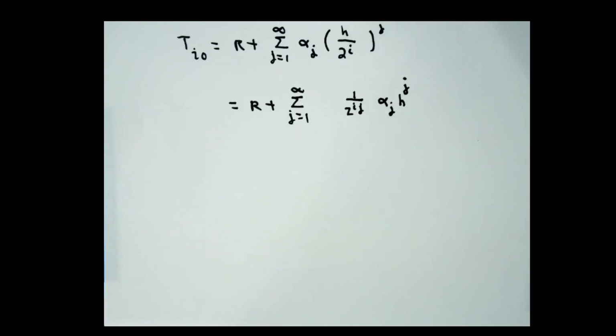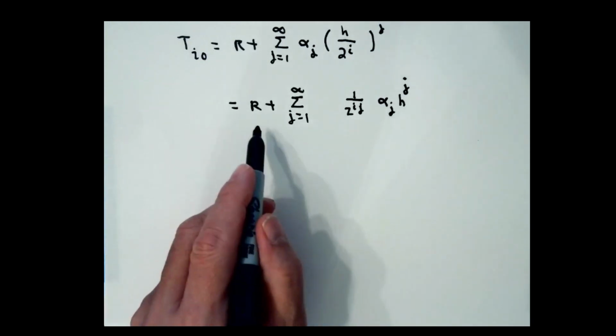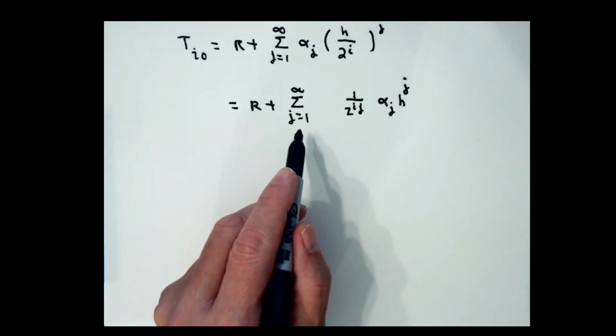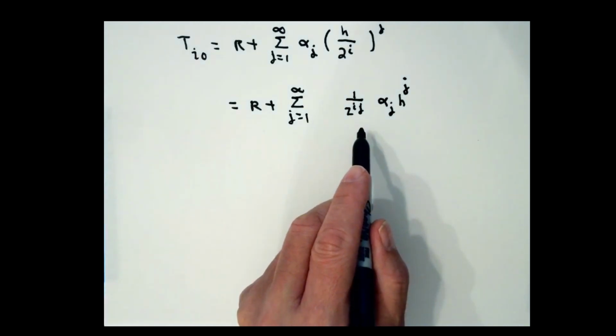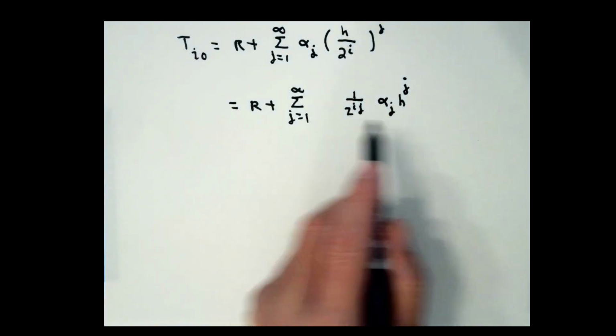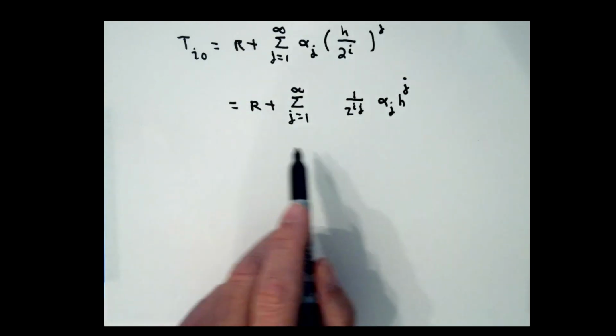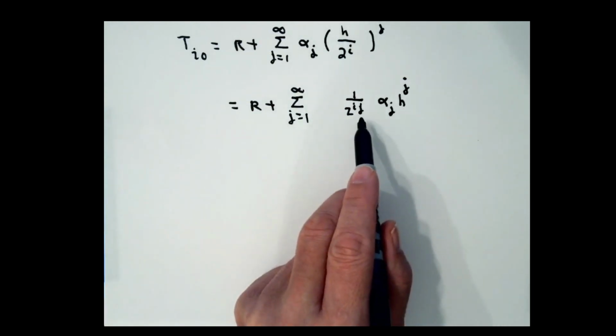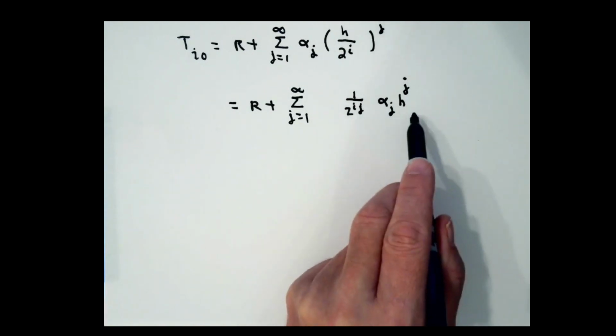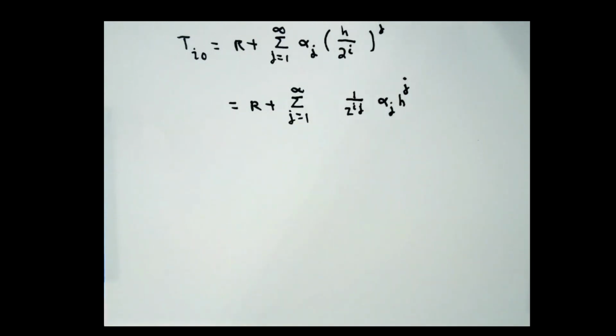Which, writing a little bit of algebra, I can write as r plus the sum j equal 1 to infinity of 1 divided by 2 raised to the i times j power times alpha j times h to the j power. Now, I've done these calculations right before I started doing this video, so I'll tell you ahead of time something that's going to happen. When I look at later columns in the t table, in this sum, this factor, that factor, and h to the j will always be there.